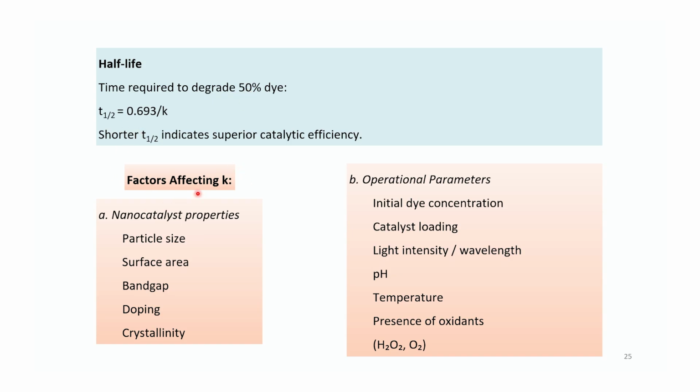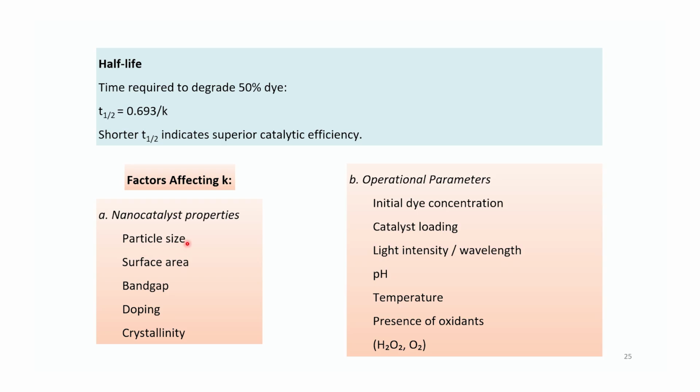Factors affecting the rate constant. Nanocatalyst properties or operational parameters can affect your rate constant. Your rate constant is affected by the particle size, the surface area, the band gap, the doping and the crystallinity. So these are the nanocatalyst properties that will affect the rate of the reaction.